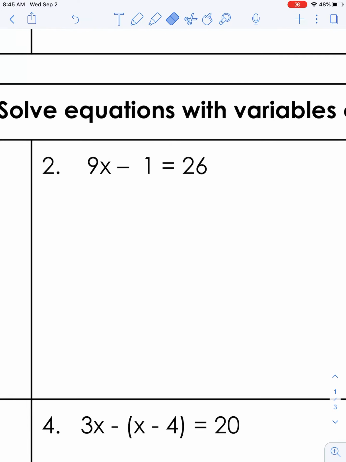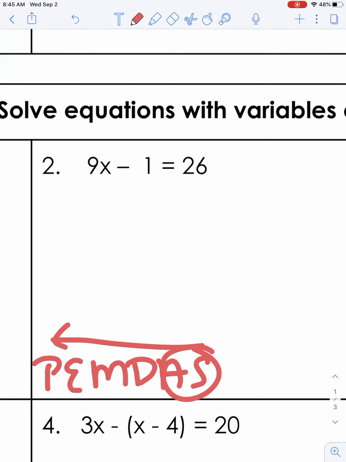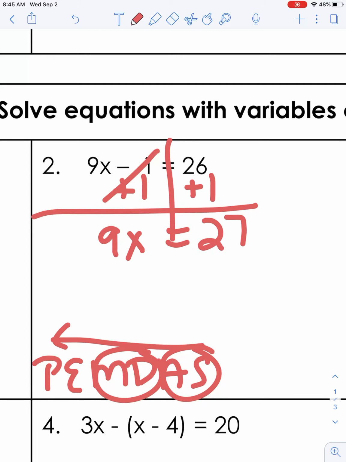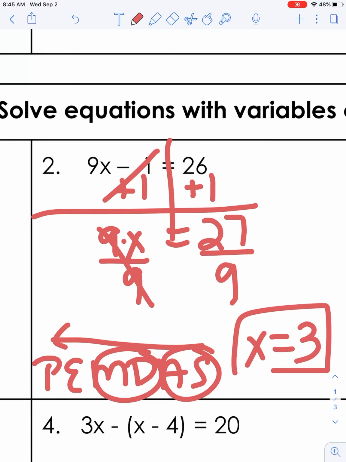9x minus 1 equals 26. Again, we're going to do PEMDAS backwards, so get rid of the add and subtract with the x first. This is 9x minus 1, so we've got to get rid of the minus 1 by adding 1 to both sides. What you do to one side, you have to do to the other. Now we can get rid of that multiply or divide piece. 9 with the x means 9 times x, so we're going to divide 9 on both sides. 27 divided by 9 is 3, and that is your answer.